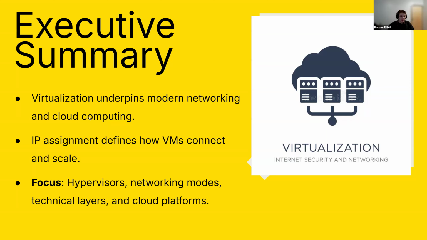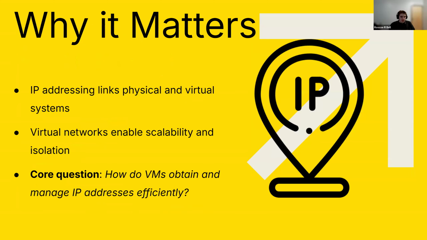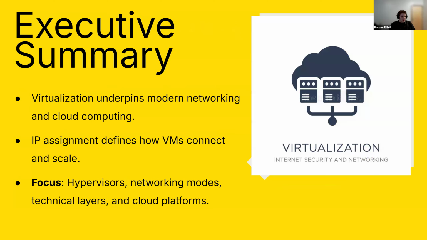We started by looking at how hypervisors like VMware and Hyper-V assign IPs to virtual machines using methods like DHCP, static configuration, and MAC reservations. Then we compared the three main virtual networking modes, NAT, bridged, and host only, to see how they affect a VM's connectivity and visibility to the network.